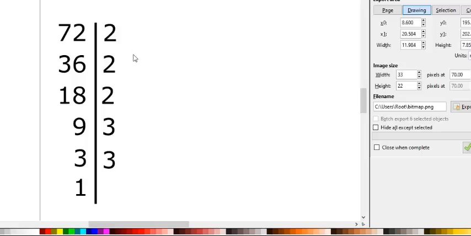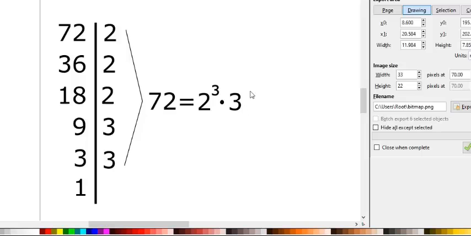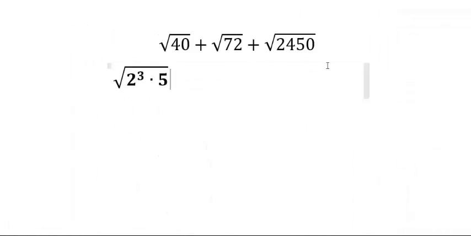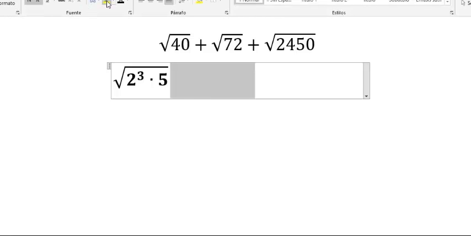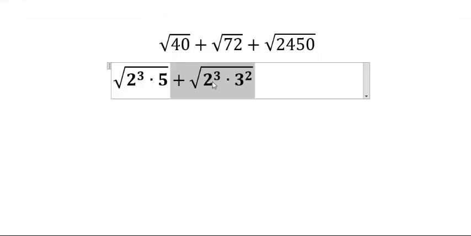I'm going to do the same process. Instead of 72, that means that 72 is going to be equal to the product of these things: 2 raised to 3 because I have 3 number 2's, I count them, times 2 number 3's. So instead of 72, I'm going to put 2 raised to the power of 3 times 3 raised to the power of 2. And it will look something like this.